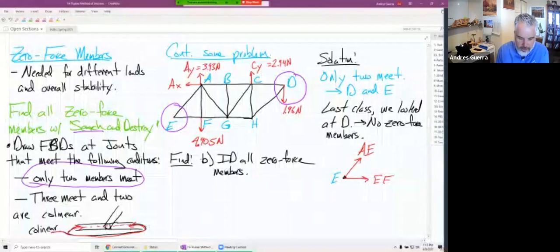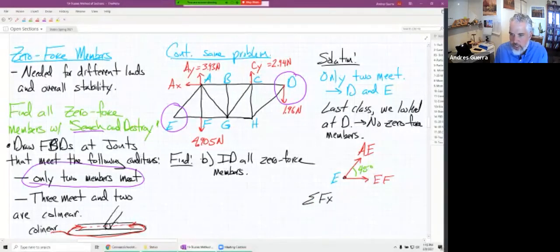I didn't label any of our geometry on our picture there, but if we remember from last time, that's a 45-degree angle right there. And then also I want to tie this back to our learning objectives. Our learning objective was that we needed to be able to identify all the zero force members in a truss. And so that's what we're focusing on to start with here today. Okay, so we've got this FBD right here. There are no forces applied to that in our particular loading scenario. And so let's take a look.